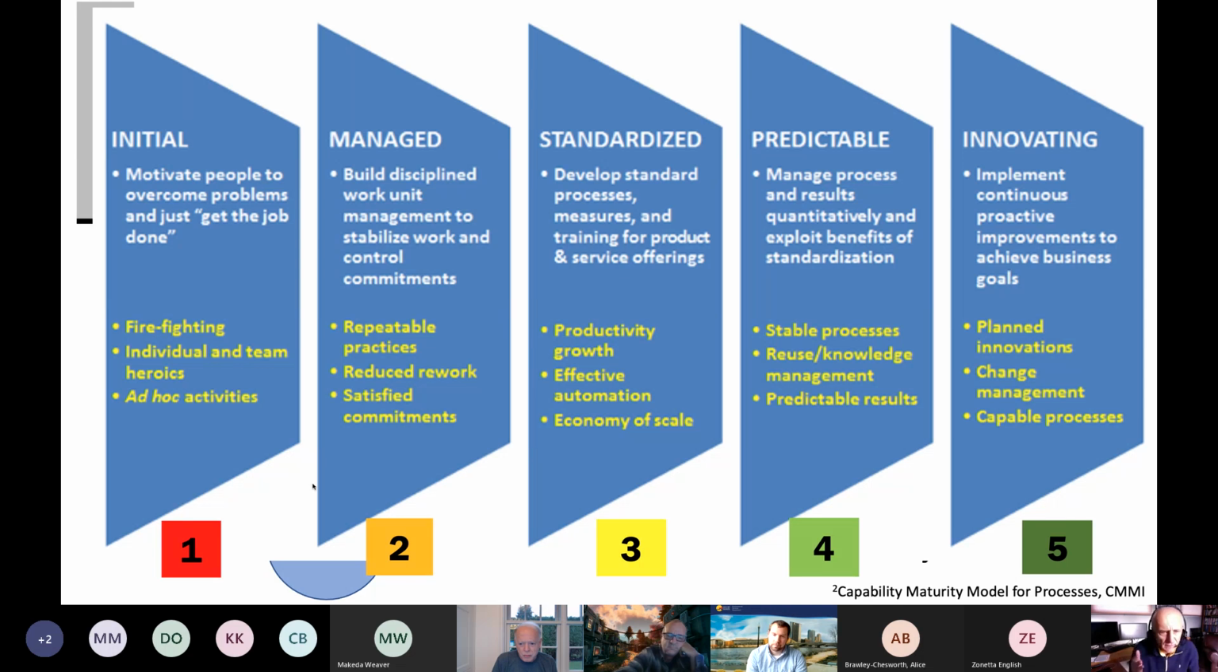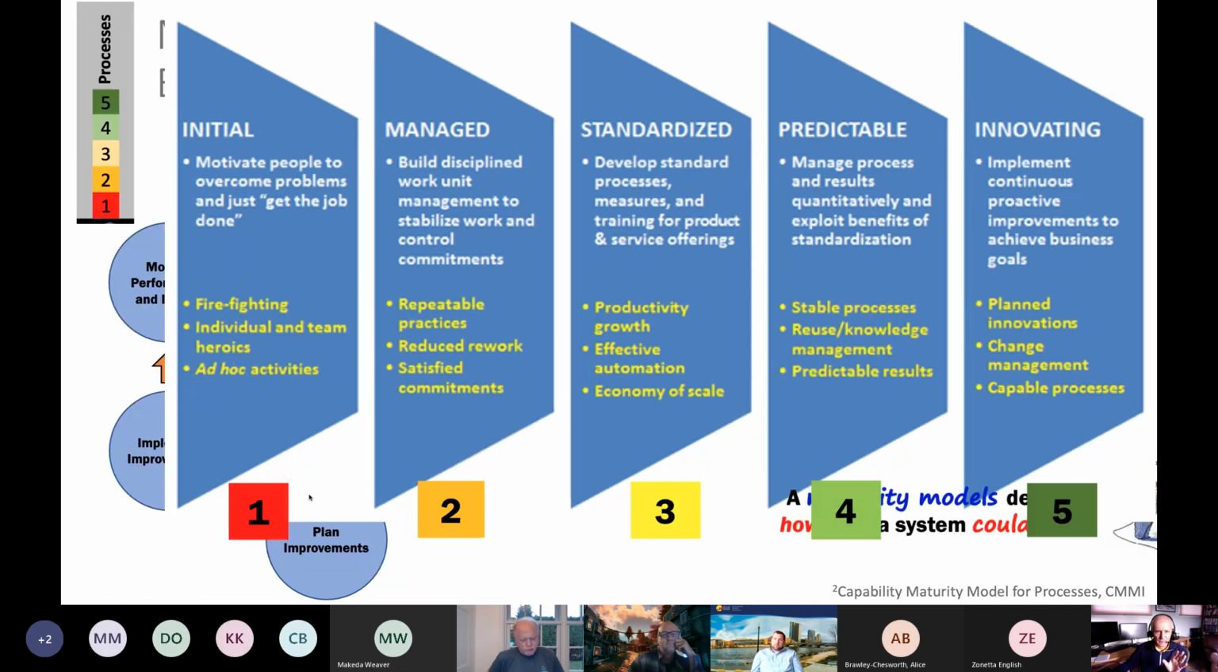So we can see that with every level of maturity, we have a description, the characteristics. How can you recognize it? So what the characteristics are for each of these 5 levels. Most of the maturity models have 5 levels.